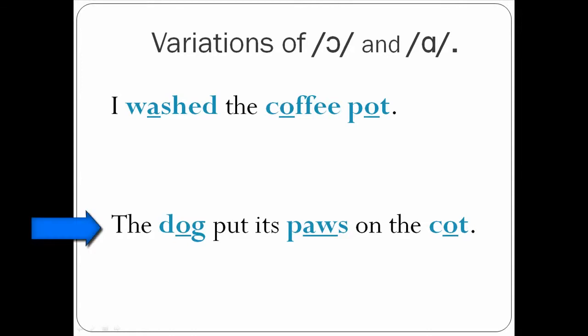Now listen to the second sentence. Of the three words in blue, which two have the sound aw and which one has ah? The dog put its paws on the cot. Dog, paws, cot. The dog put its paws on the cot.